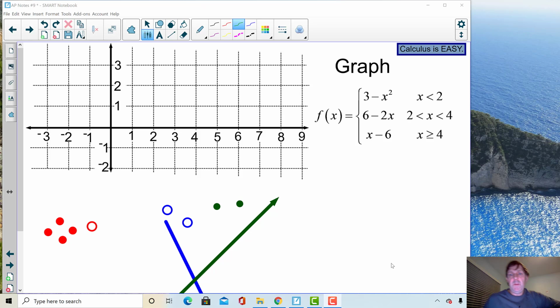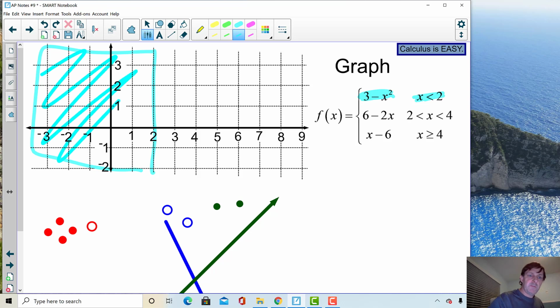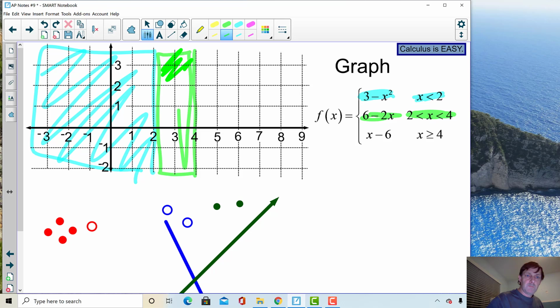Okay, here's a tough one, piecewise functions. When x is less than 2, it's going to be this function. So that means everywhere over here. When x is between 2 and 4, it's this function. So that means in here. And when x is greater than or equal to 4, it's this function right here. So that would be in this region here.